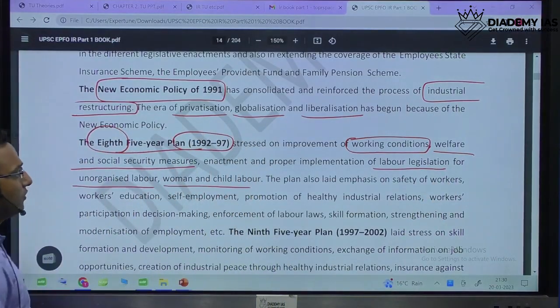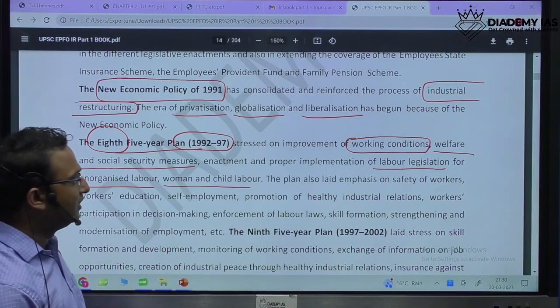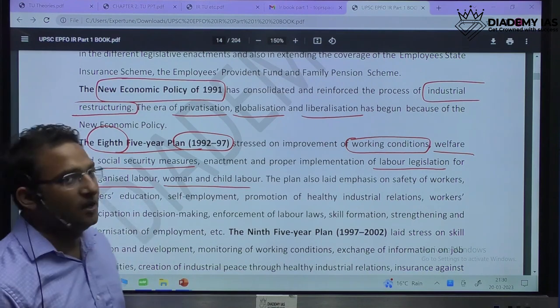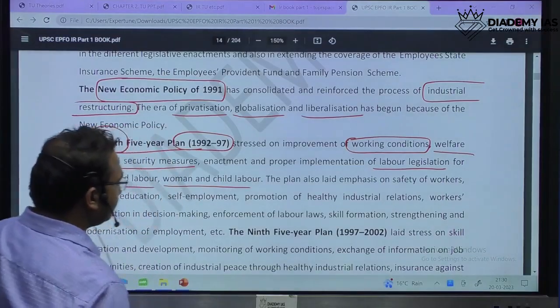Okay, so improving the working conditions through welfare and social security measures, through proper labor legislation, through focus on the unorganized labor and women and child labor. Okay, so this was the thing.